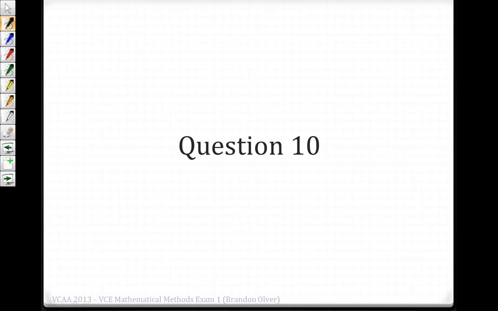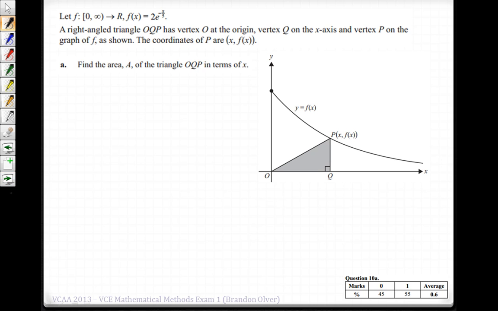So question 10, as always, proved to be quite a tricky question for most students on this exam. So let's have a look at it. Question 10 says, let f go from 0 to infinity, mapping to the reals, such that f of x equals 2e to the negative x on 5.